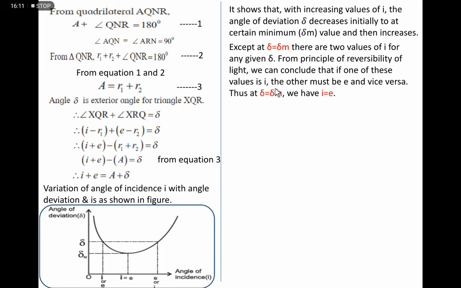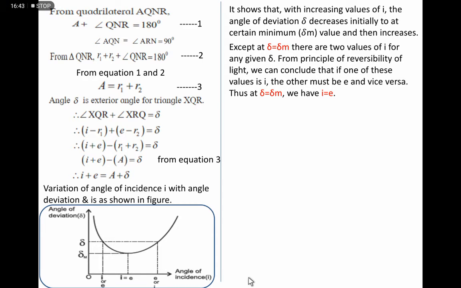When this delta becomes delta m, the angle of incidence and the angle of emergence become equal. At the same time the angles of refraction, that is r1 and r2, become equal, and this is the path of reversibility. This must be considered here.